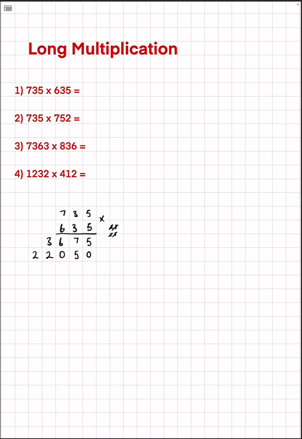Instead of doing 600 multiplied by 5, we're going to put 2 zeros down and do 6 times 5, which is 30. We put the 0 down and carry the 3. 6 times 3 is 18. Add 3 is 21. We're going to put the 1 down and carry the 2. 6 times 7 is 42. Add 2 is 44.